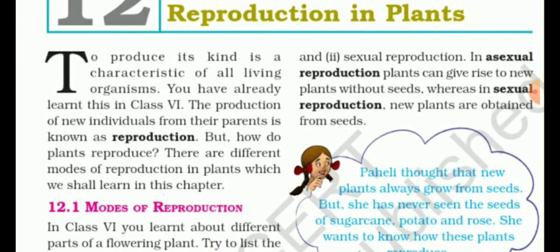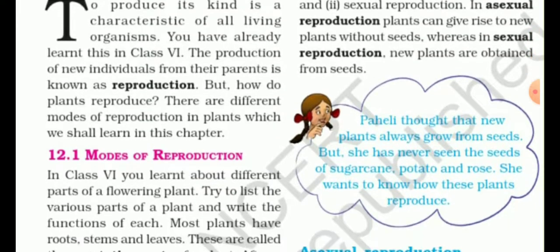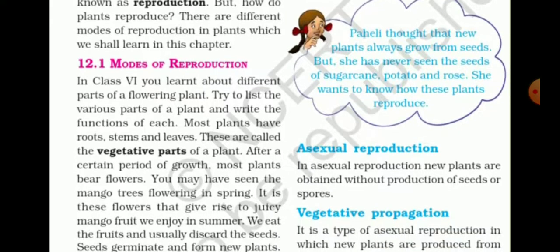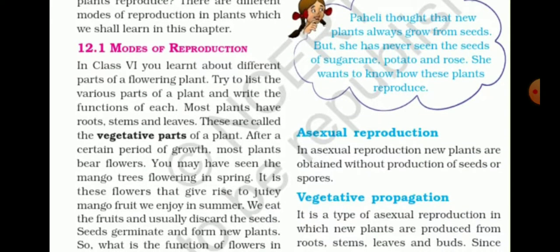Are you clear, students? What is reproduction? The production of new individuals from their parents is known as reproduction. Then, what are the modes of reproduction? Most plants have roots, stems and leaves. These are called vegetative parts of a plant.